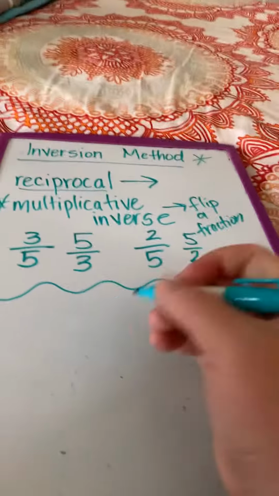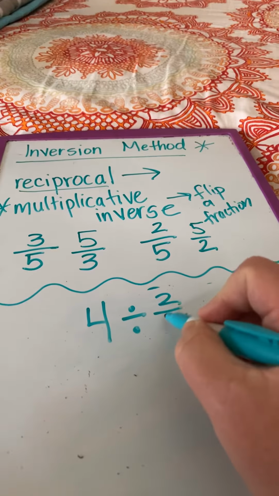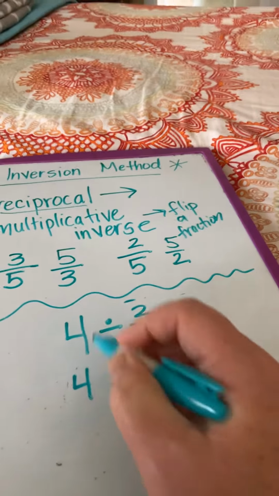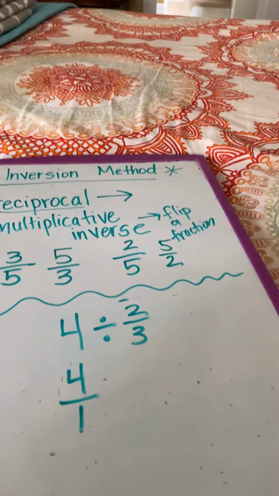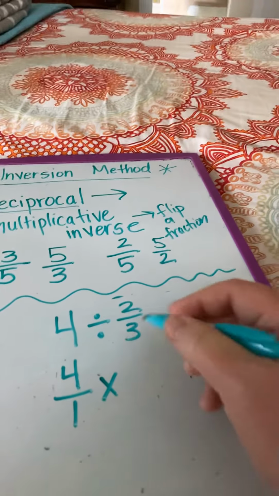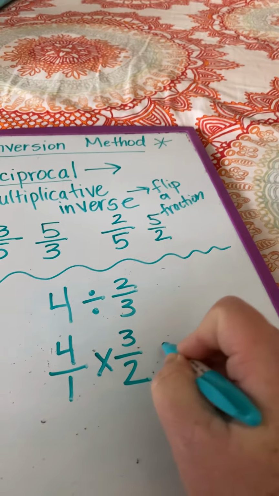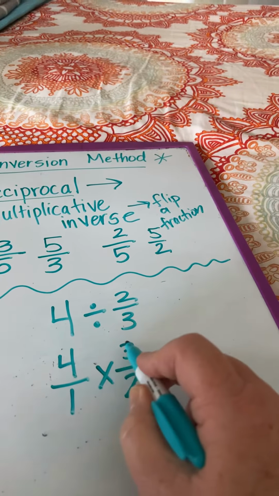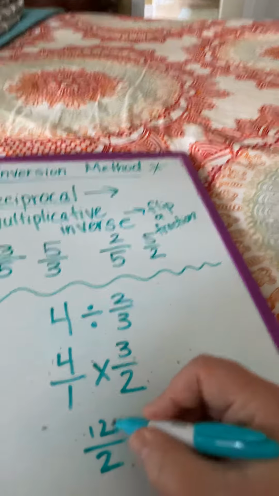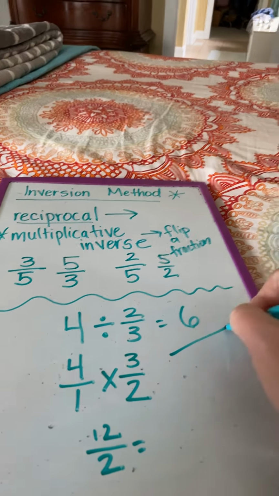Let's say I had 4 divided by 2/3. I'm going to remember keep, change, flip. I'm going to keep this 4, change it to 4 over 1 because it has to be a fraction. Change division to multiply, and then flip or find the reciprocal of 2/3, which is 3/2. Then I'm going to multiply. 4 times 3 is 12. 1 times 2 is 2. This is an improper fraction, so I'm going to divide it, and my answer will be 6.